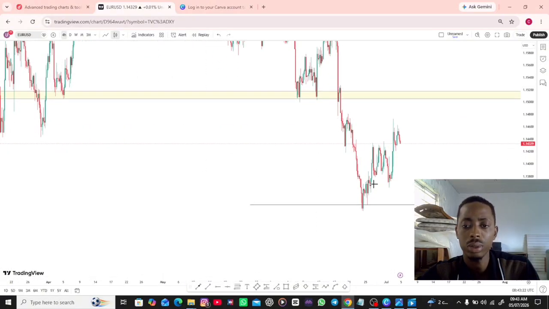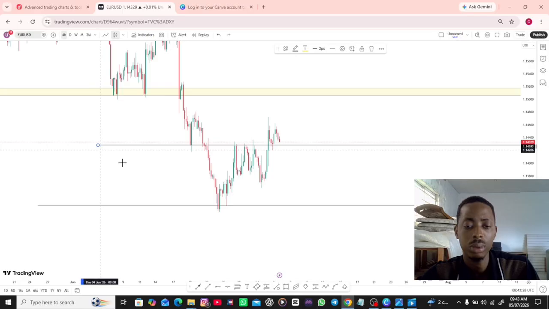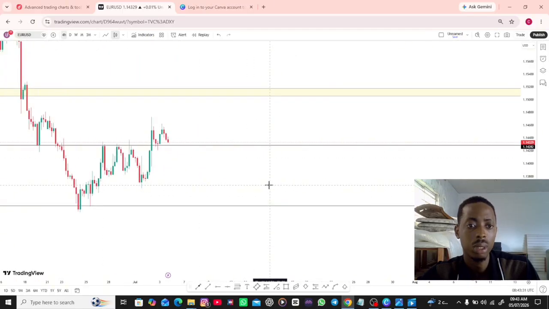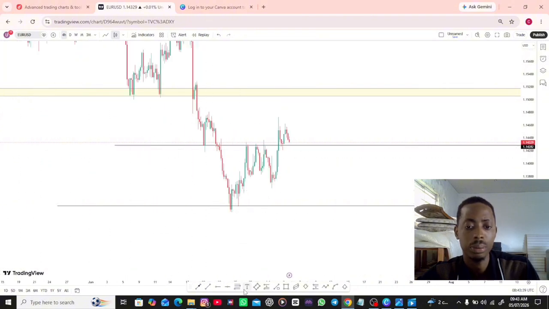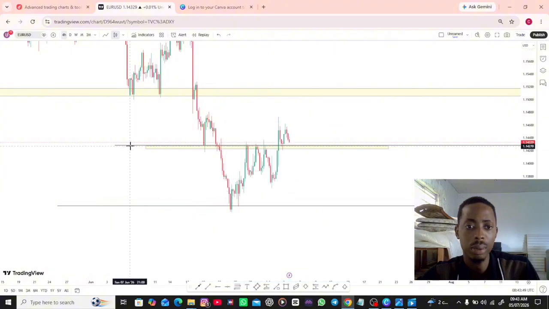So this is the low, and I have a break of structure at this level on the 4 hours time frame. So what I'm going to do right now is to have another bar here, have another bar here, have another bar here.